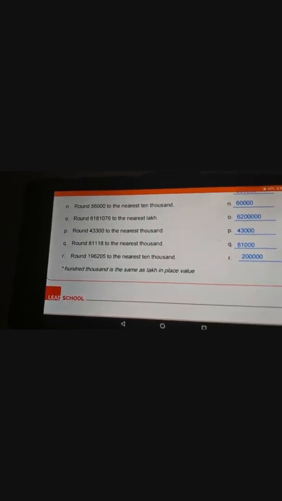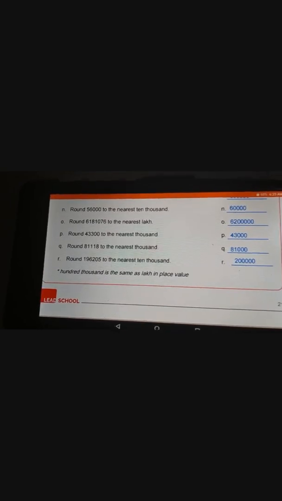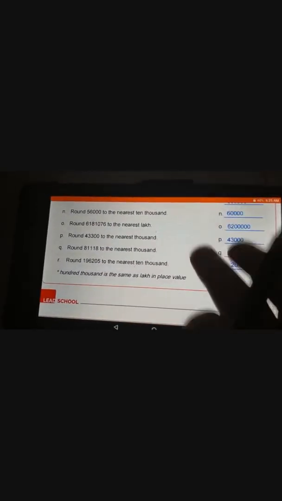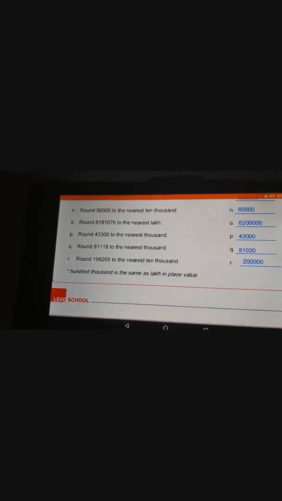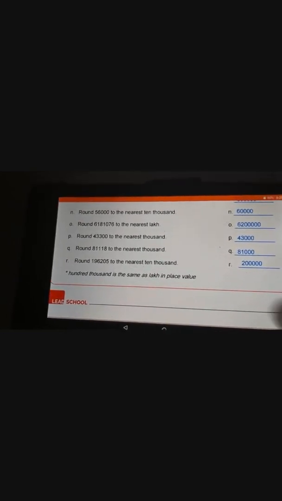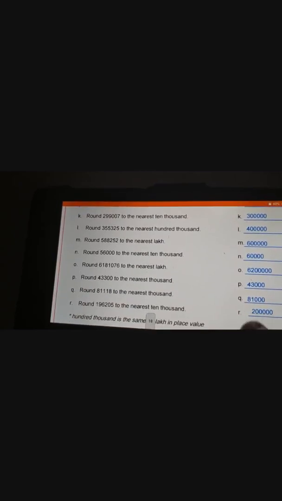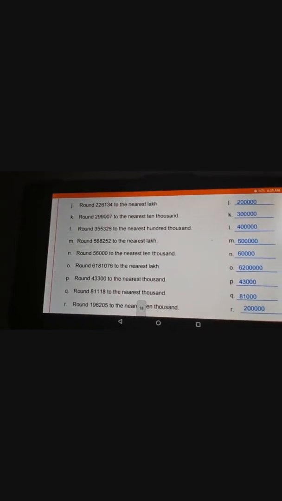Now students, your homework is you have to complete worksheet number 17, and you have to send it to me before 3 o'clock in the WhatsApp group.